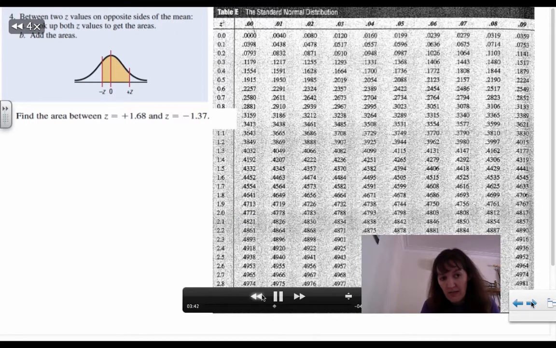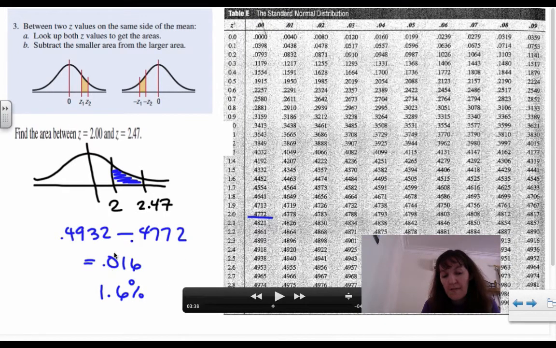So let's go back just a little bit. I want to make sure. My area that I'm looking at here is this area subtracted from that area. So I'm not taking the z-score minus the z-score. I'm actually looking at areas, at probabilities.